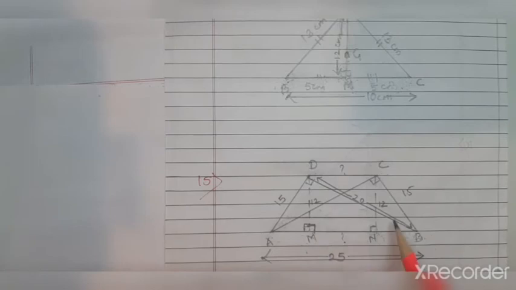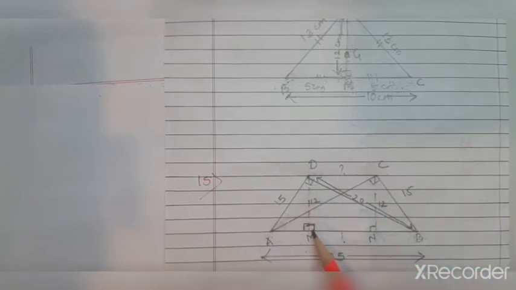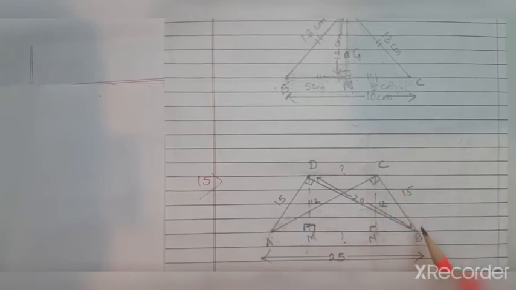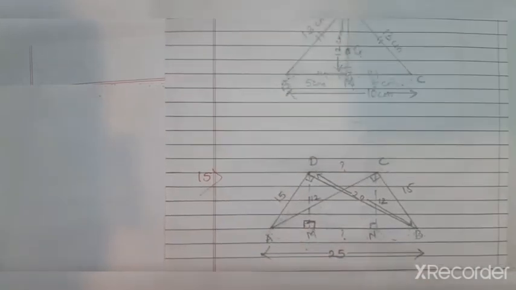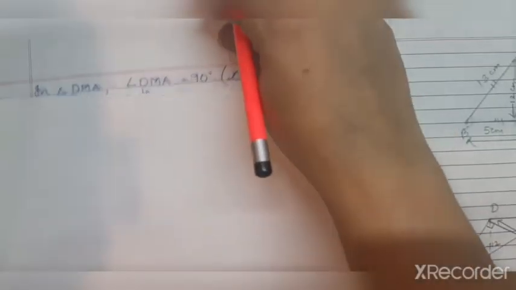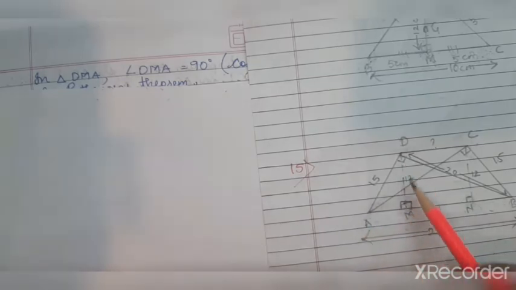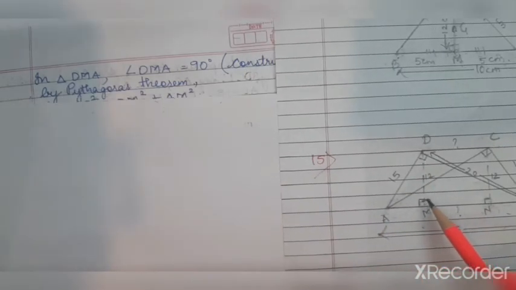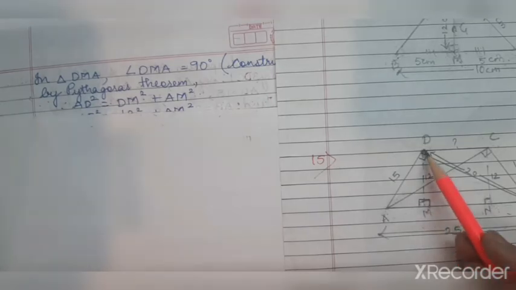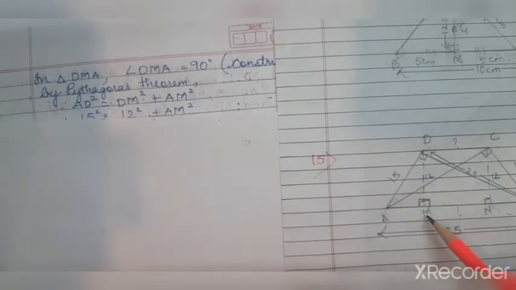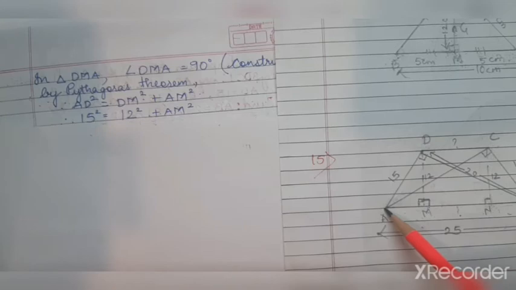Now in both the triangles, you will find one side is 12, other side is 15, and we have to find the third side. So even if you find one, the other answer will be the same. So we will use this here. If you look at triangle DMA, measure of angle DMA is 90 degrees. Therefore, by Pythagoras theorem, AD square is equal to DM square plus AM square. We know AD is 15, so 15 square, we know DM, we'll write 12 square plus AM square.